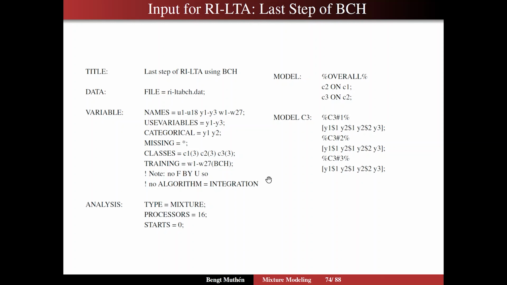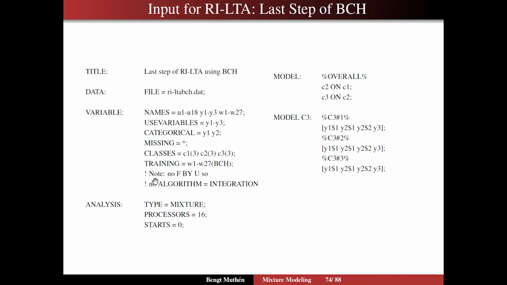Well, here's the last step of BCH. You have this new data set, and we're going to use variables y1 through y3 here. That's all we work with for BCH. And the first 2 are categorical. And we have the training statement here. And since it's three latent class variables with 3 categories each, we have 27 weights. 3 times 3 times 3, BCH.